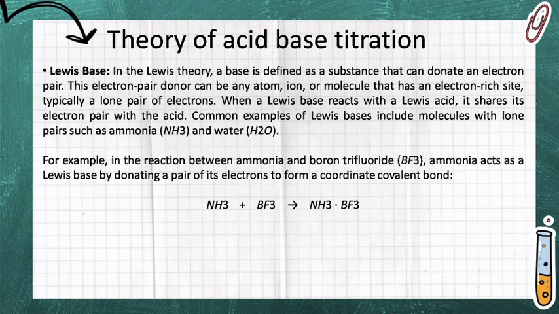Common examples of Lewis bases include molecules with lone pairs such as ammonia, NH3, and water, H2O. For example, in the reaction between ammonia and boron trifluoride, BF3, ammonia acts as a Lewis base by donating a pair of its electrons to form a coordinate covalent bond. NH3 plus BF3 gives NH3.BF3.